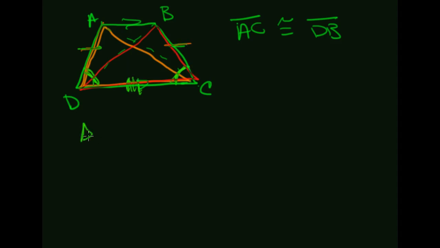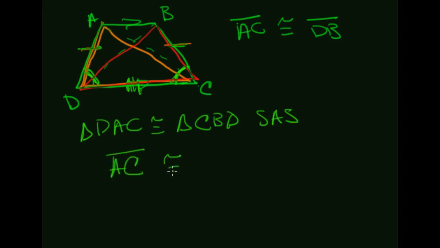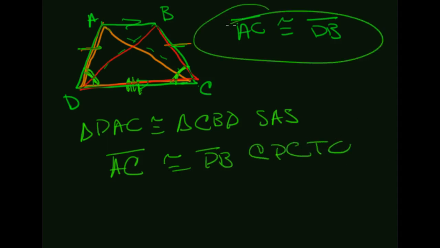So the triangle DAC has to be congruent to the triangle CBD by side angle side. If I look, AC is in the first triangle and DB is in the other triangle. So those are congruent by CPCTC, which is what I set out to prove, that the two diagonals of an isosceles trapezoid must in fact be congruent.